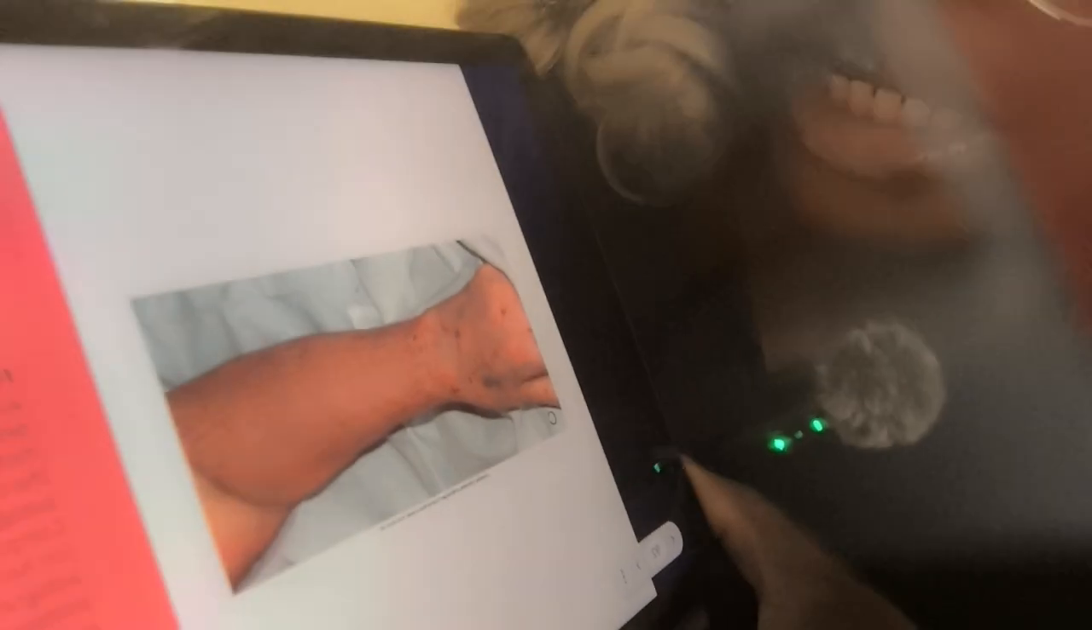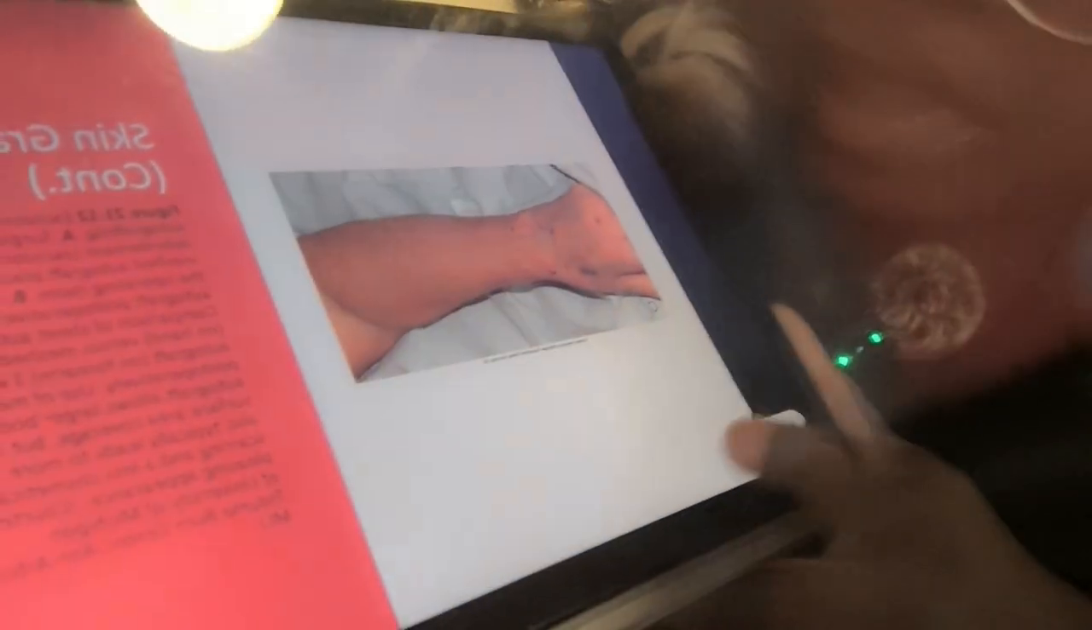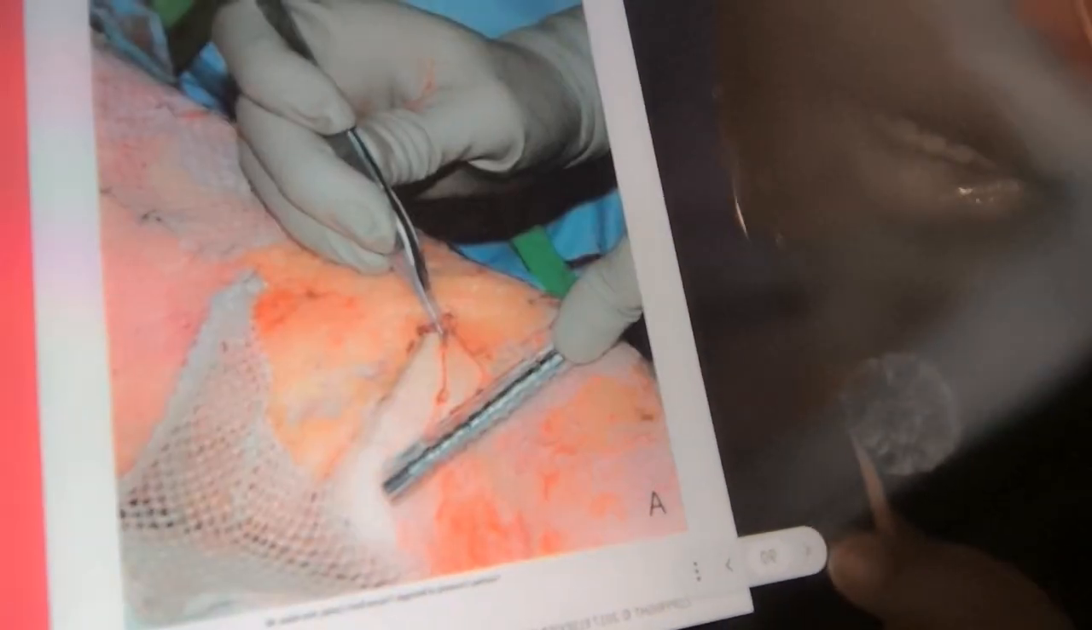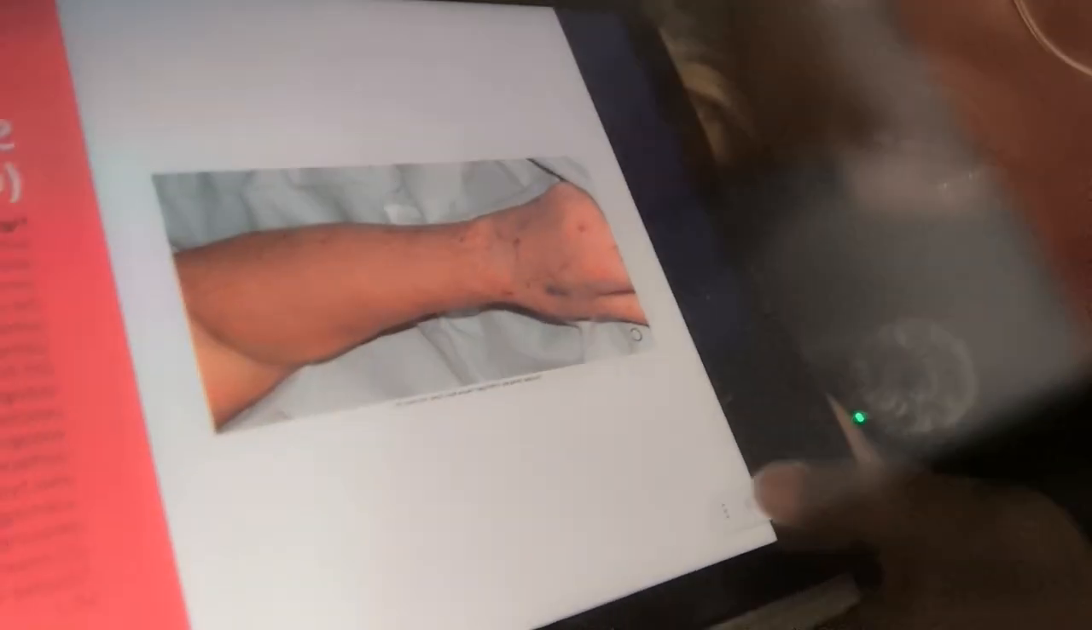Let me see if I have another good picture. This is how it is when it is healing. You can't really see the mesh pattern, but it's there. Do you see that? But this is during the surgery. And yeah, okay, let's move on.